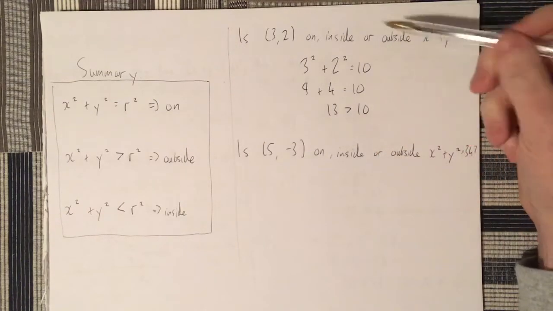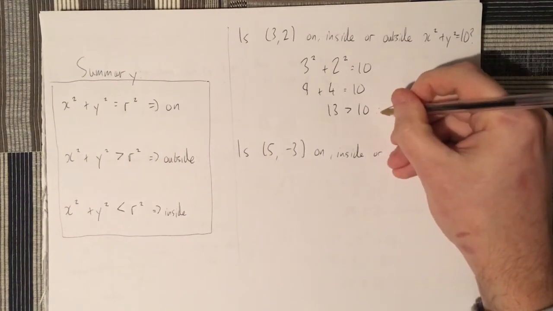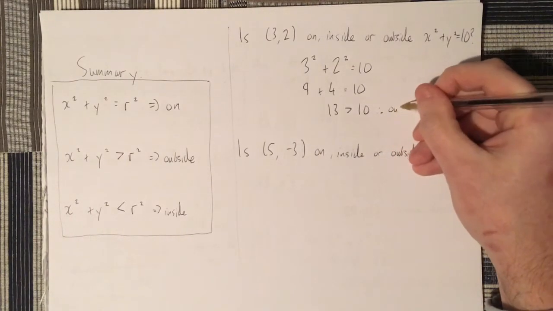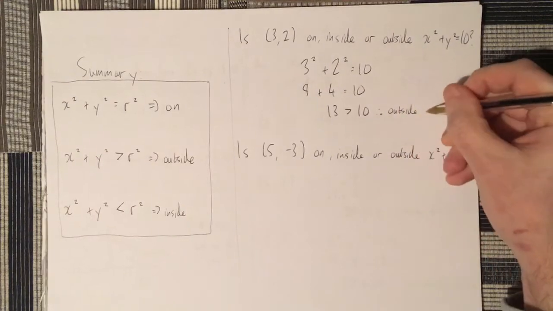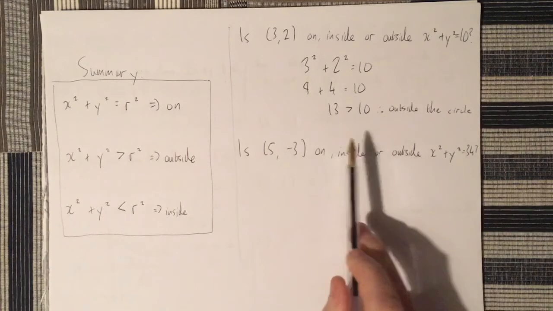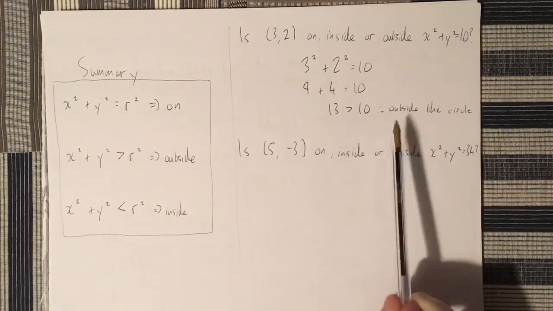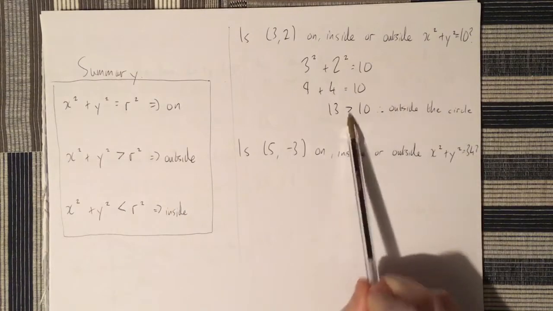Okay, so you are asked, is it on, inside, or outside? So answer the question. Therefore, outside the circle. Okay, so don't just leave it there at 13 greater than 10 and move on. Answer the question they asked. Show you know what that means.